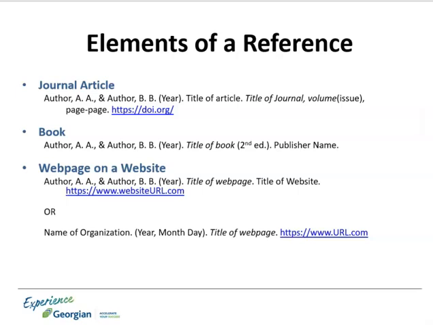Web pages on websites are very similar to journal articles, but after the web page title, rather than putting a journal name, you are putting the name of the website itself. Note that the title of the web page is written in italics. The URL for the web page appears after the name of the website.